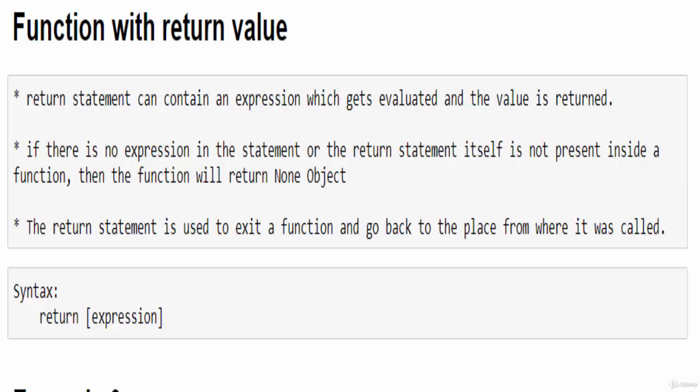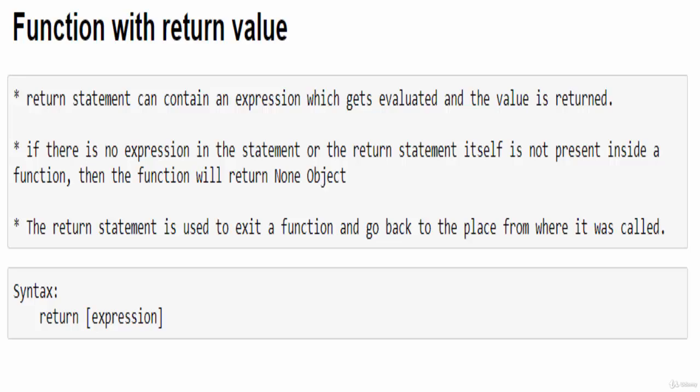Let's see the theory part. The points to remember. First one, the return statement can contain an expression which gets evaluated, in our example x plus y, and the value is returned. The output is 35 based on the input. And second point, in case the function does not have a return statement, like the first example where it welcomes the user, in such a scenario the function will return the None object.